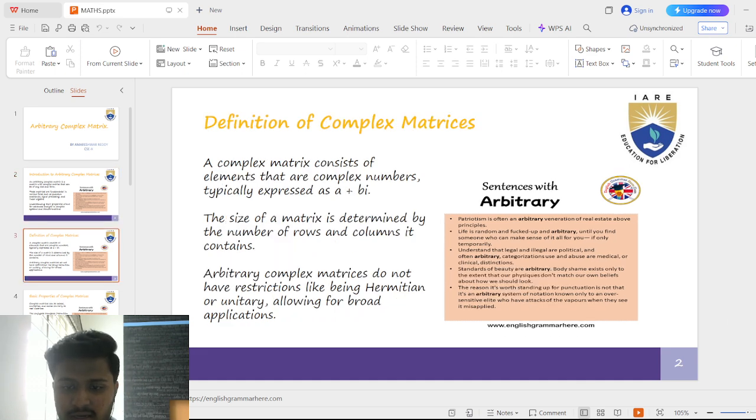Definition of complex matrices. A complex matrix is made up of numbers that have both real and imaginary parts, written as A plus Bi. The size of the matrix depends on how many rows and columns it has. Unlike special types such as Hermitian or unitary matrices, an arbitrary complex matrix can have any values, making it useful in many different fields.